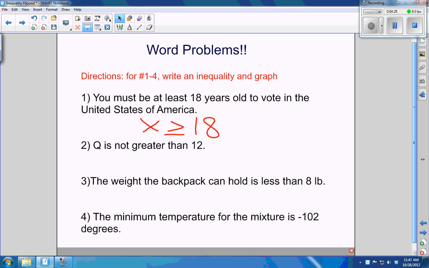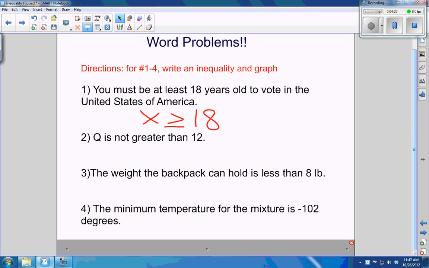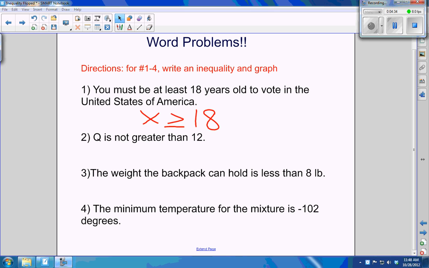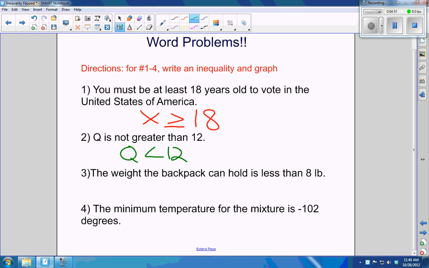Here are 3 practice problems. Please pause your recording now and write an inequality for these 3. All right, Q is not greater than 12, which means it could also be 12. So we have a Q, we have a 12. Since it's not greater than 12, we put the less than sign, but it can be equal to.